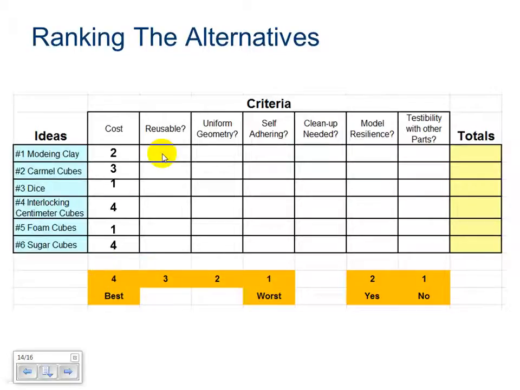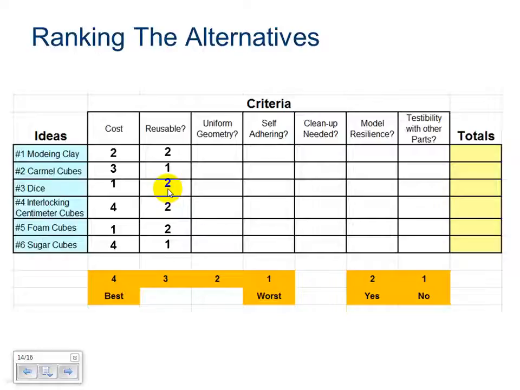So let's talk about reusable. What would we rank things if they were going to be reusable? So if I were going to try to reuse the modeling clay, that would be okay. Is it reusable? It's got a question, so this is yes or no. Could I reuse modeling clay? Yes, so I gave it a 2. Caramel cubes, not so much, because as you start to hold on to them, they start to melt and change their shape, and it makes them a little less reusable. So I put 1 for no, and I'm less likely to reuse them because I'm probably going to eat them instead of hanging on to them for the next year.